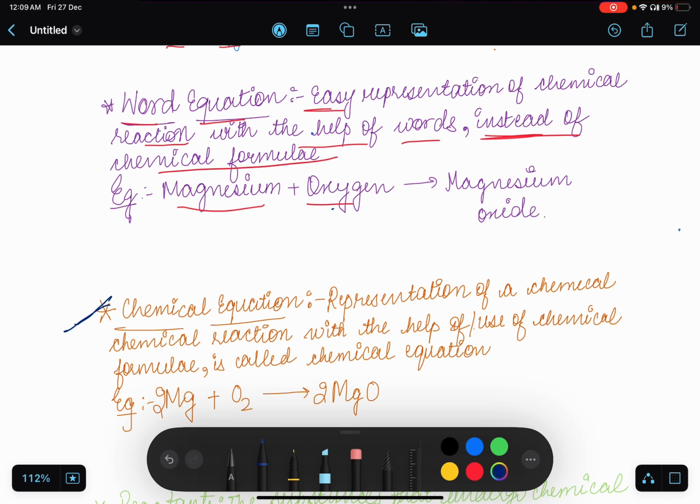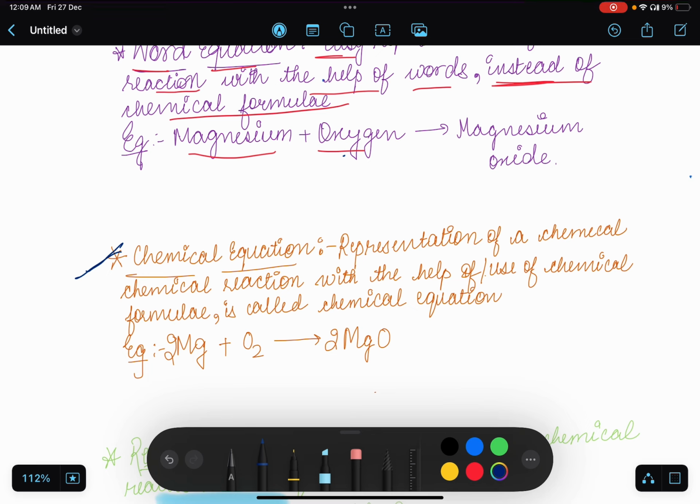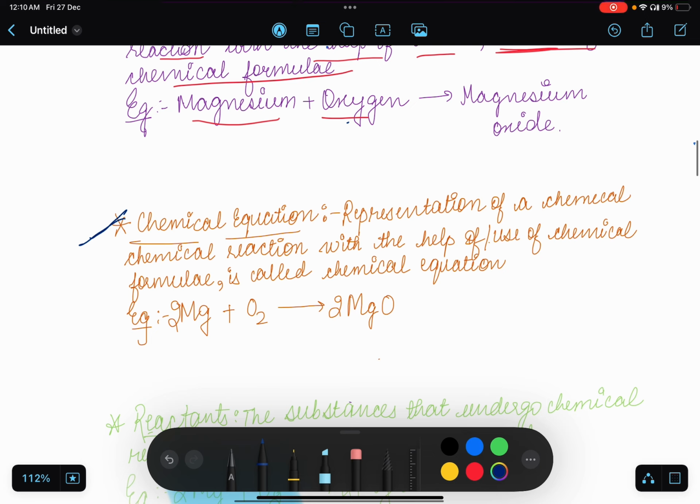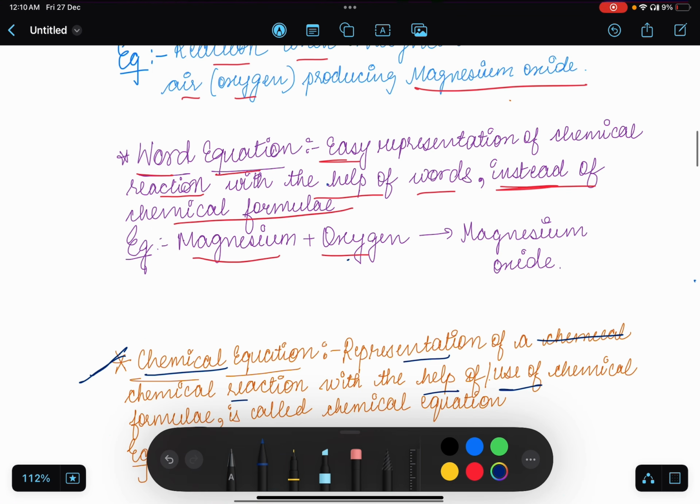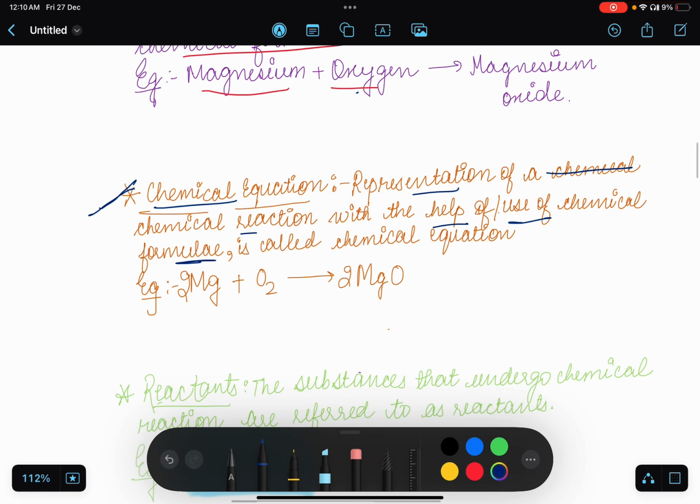So, what is a chemical equation? Now, obviously, we have discussed chemical reaction and word equation, so it is important to discuss a chemical equation also. It is the representation of a chemical reaction with the help of chemical formulas. Obviously, it is a chemical equation, so we have to use chemical formulas, and when it was a word equation, we used words, right? So in a chemical equation, for example, we have 2 Mg plus O2 gives 2 MgO.